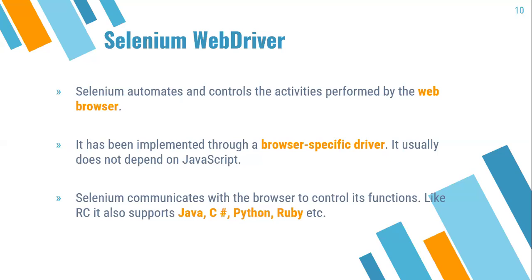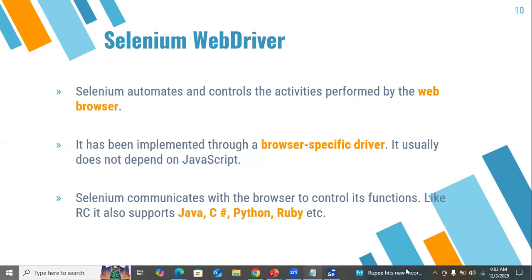I'm writing the JavaScript: driver dot click on the button. I'm identifying that button by its ID. Then I'm writing what action I'm doing: dot click. So like that, we are communicating with the browser by using the script. Okay, understanding, right? It's very, very easy, guys.